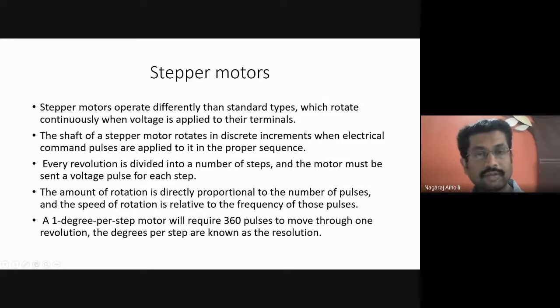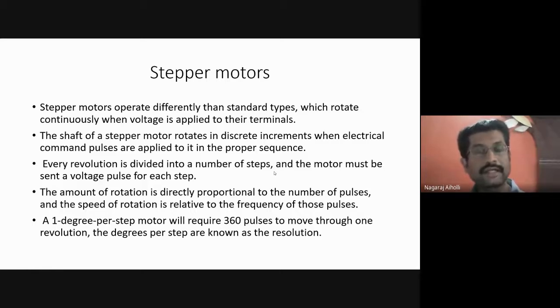The shaft of the stepper motor rotates in discrete increments. That is, the rotor or the shaft of the rotor rotates in increments of 60 degrees or, say, 30 degrees. They rotate in increments when electrical command pulses are applied to it in the proper sequence. Every revolution is divided into a number of steps. For every revolution, there is a particular number of steps.